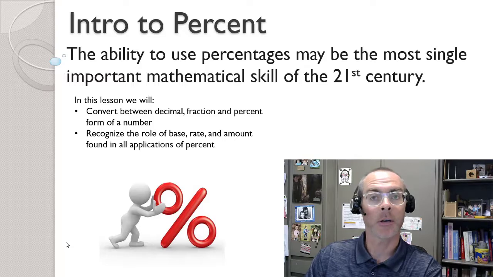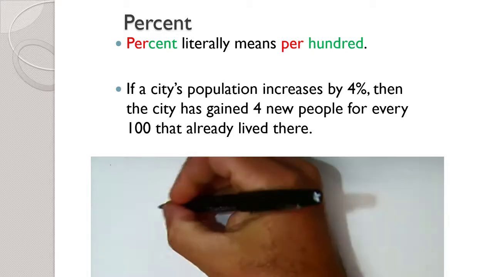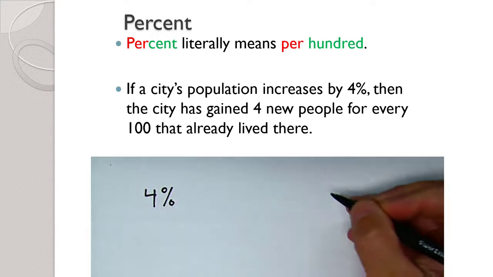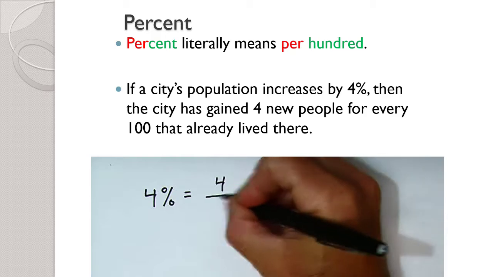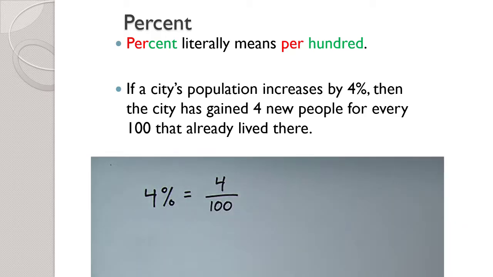So let's get started. For starters, on the most basic level, percent literally means per hundred. A simple example of that: if a city's population increases by 4%, then that city has gained 4 new people for every 100 that already live there. So what that means is that you can easily take a percentage value and convert it to a fraction by putting it over 100. 4% by the language means that it is 4 people per 100.